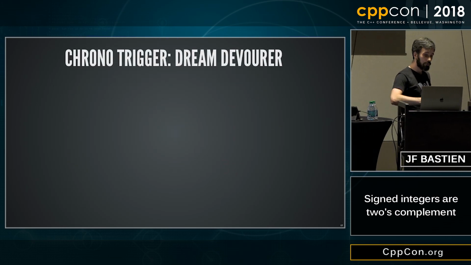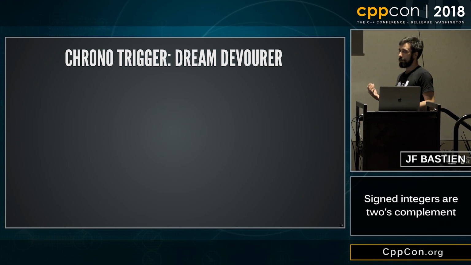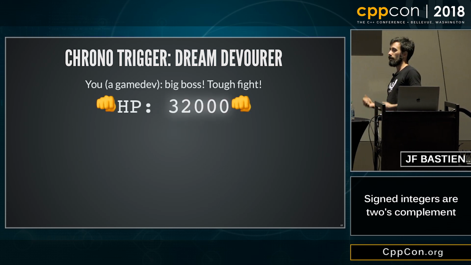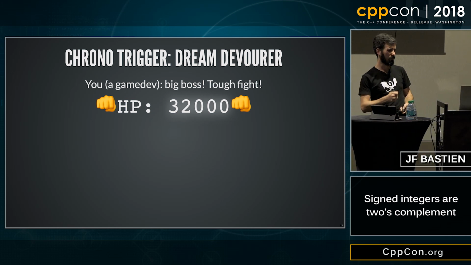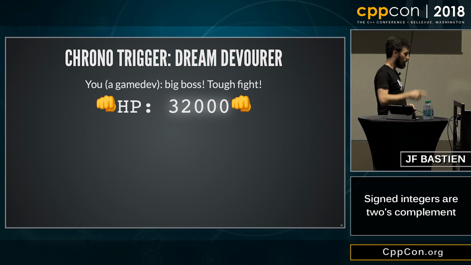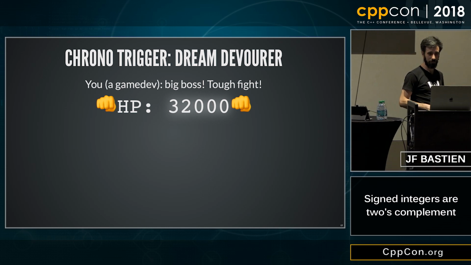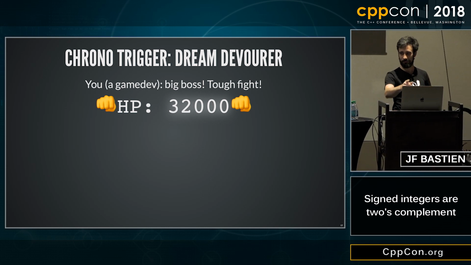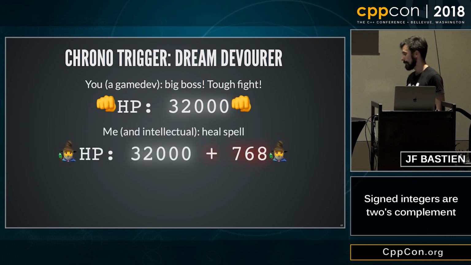So there's another game called Chrono Trigger. There's this boss called Dream Devour, and when you have big bosses, what do you do? You give him a lot of health points, right? So 32,000 health points, really hard boss to fight. But you're clever as the player. You've played video games before, played PacMan, played Donkey Kong, played Civ. You're like, that guy, not that hard to beat. I'm going to heal him.